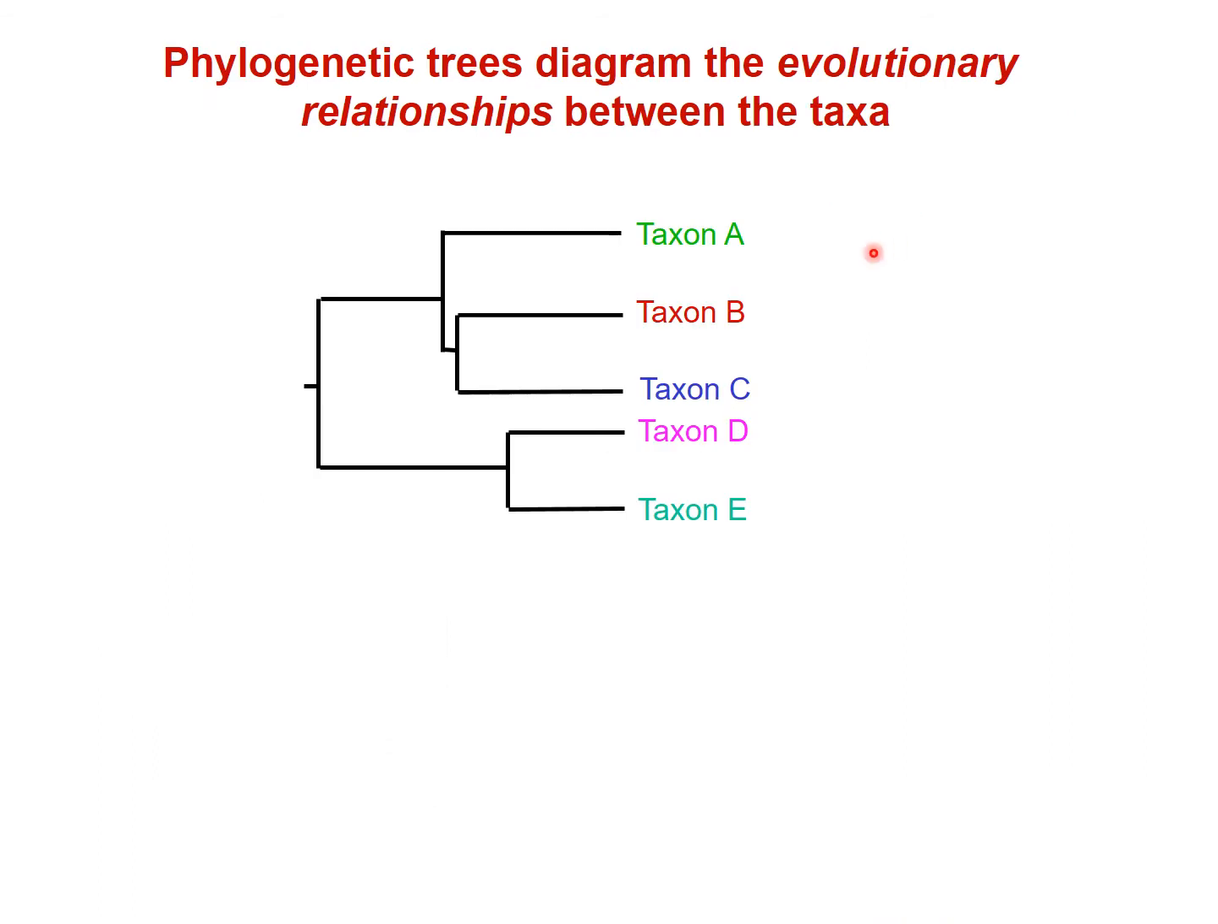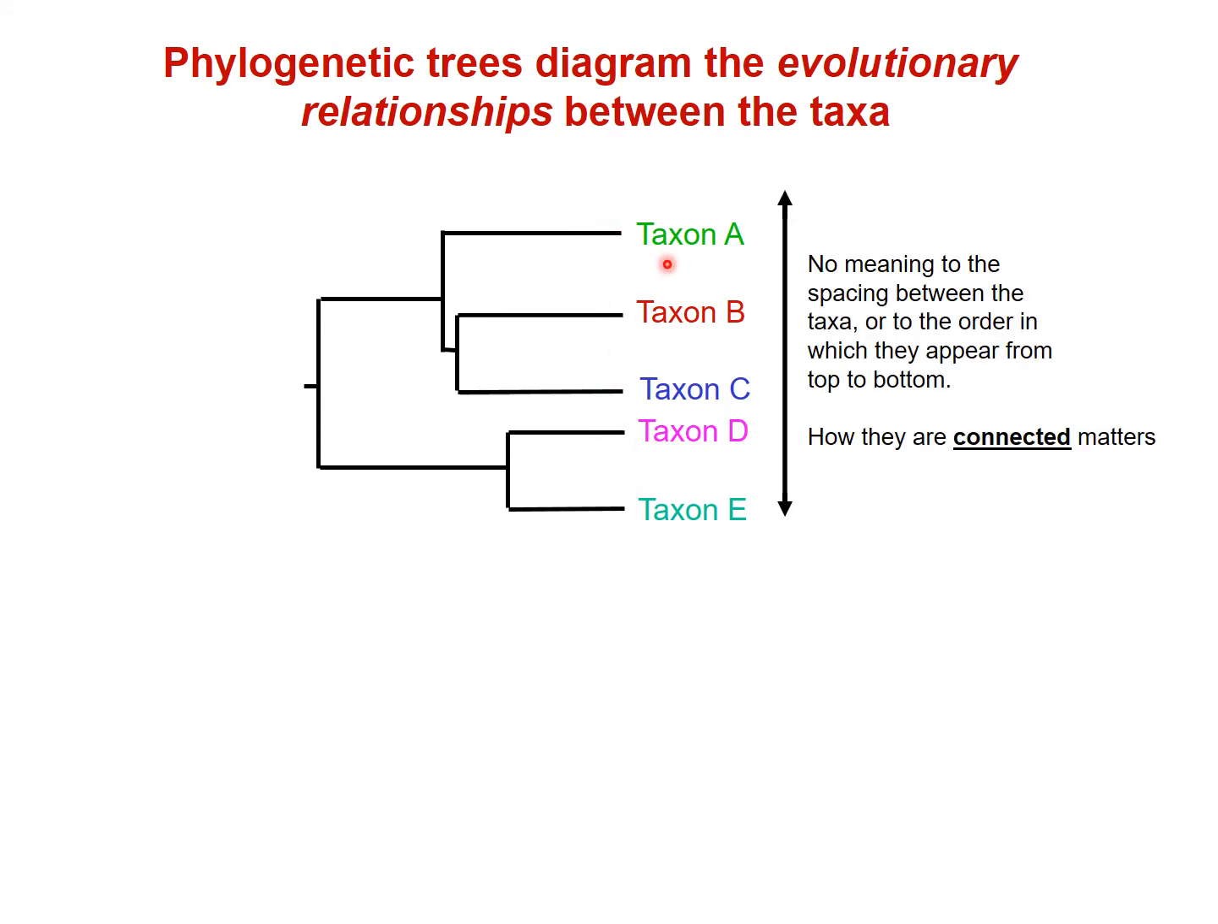Okay, so this is just another way of looking at phylogenetic trees. What do these distances all mean here? Like how the length of these and how far these are apart going vertically. Well, first of all, vertically here has absolutely no meaning. The spacing is just whatever makes it easy for us to see what's going on. The order in which they appear is just randomly given. It's how they're all connected that matters.